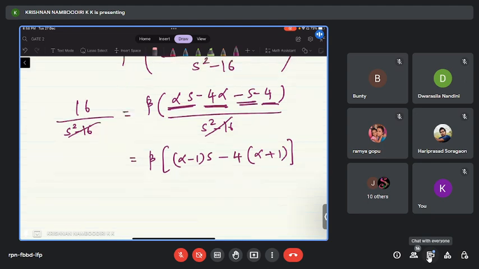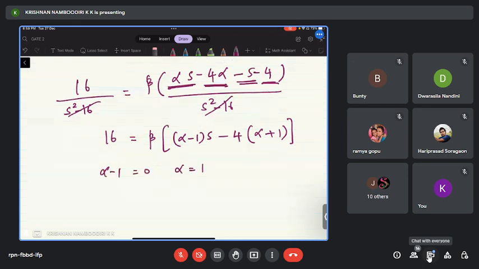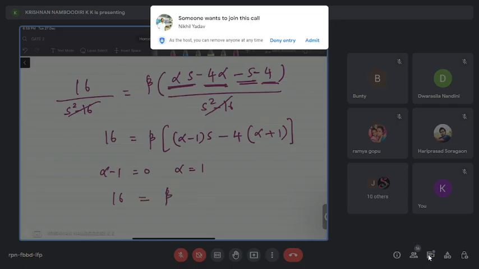So here you can see this is equal to 16. Here you can see the coefficient of s is equal to 0. That means alpha minus 1 equal to 0 and alpha equal to 1. That makes 16 equal to beta into minus 4 into alpha plus 1.